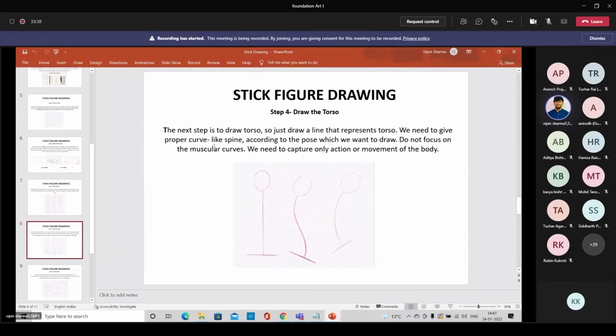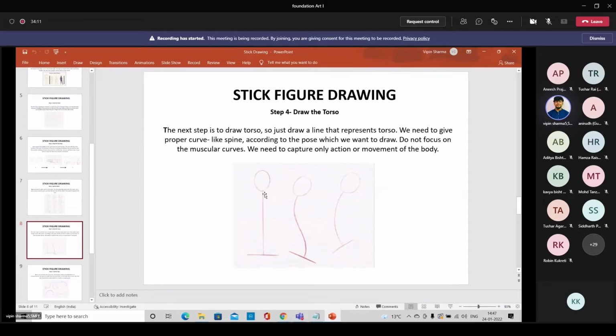We need to give a proper curve like the spine according to the pose which we want to draw. Do not focus on the muscular curves. We need to capture only the action or movements of the body, right? So suppose the character is tilted, suppose the character is standing on the weight of one leg, so we have to mention the curve of the torso body. Suppose someone is sitting straight, so we can consider the spinal bone as a straight line. So this is the way we need to fix it.